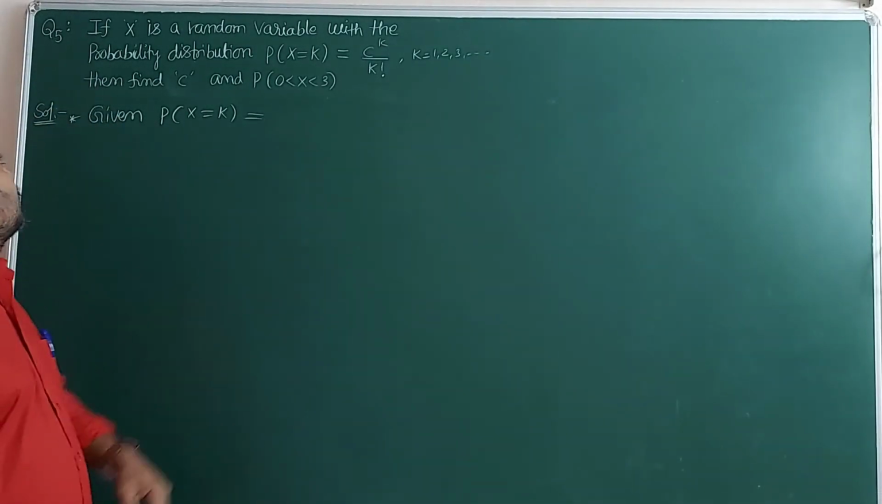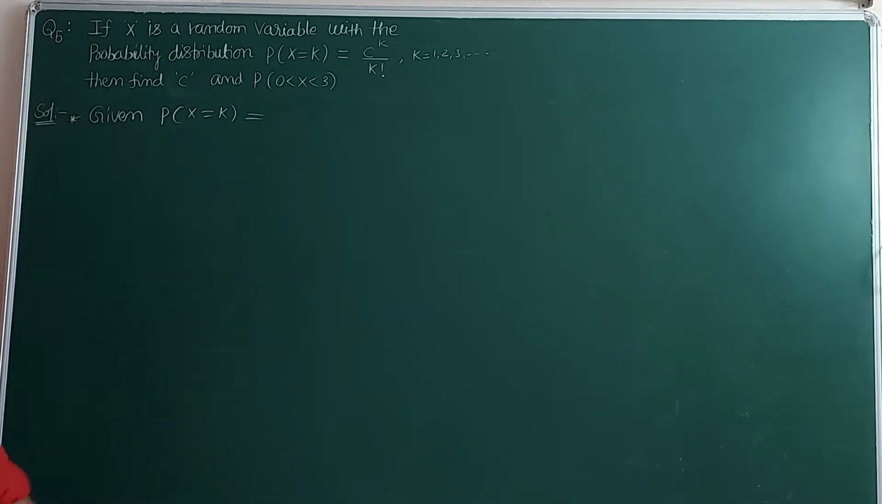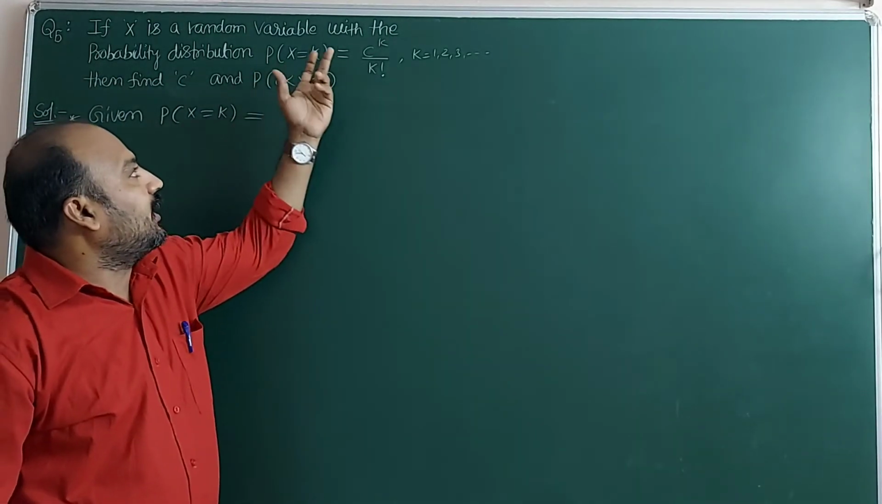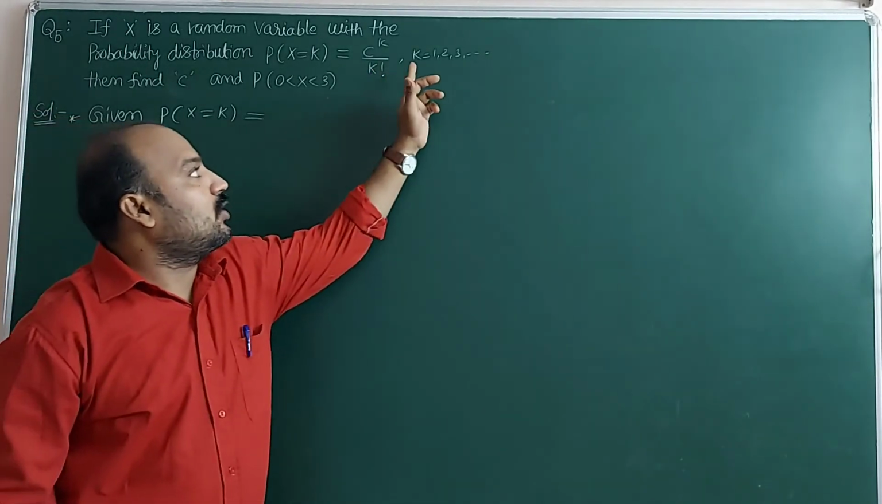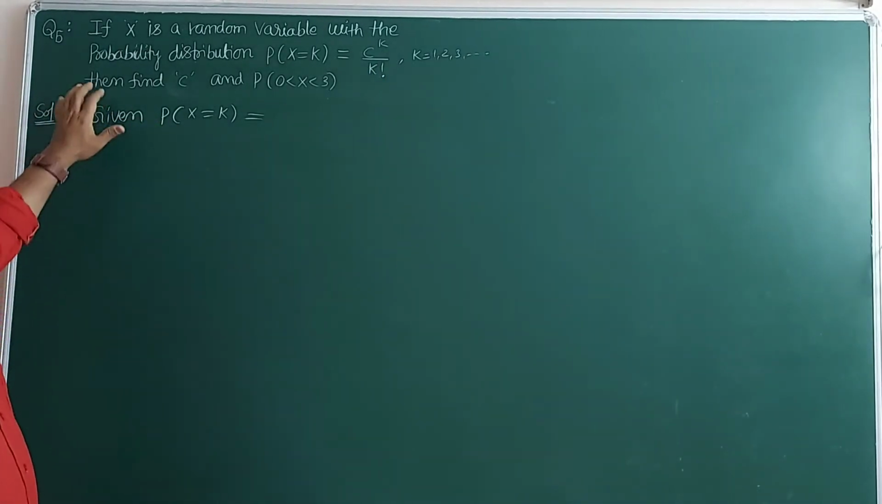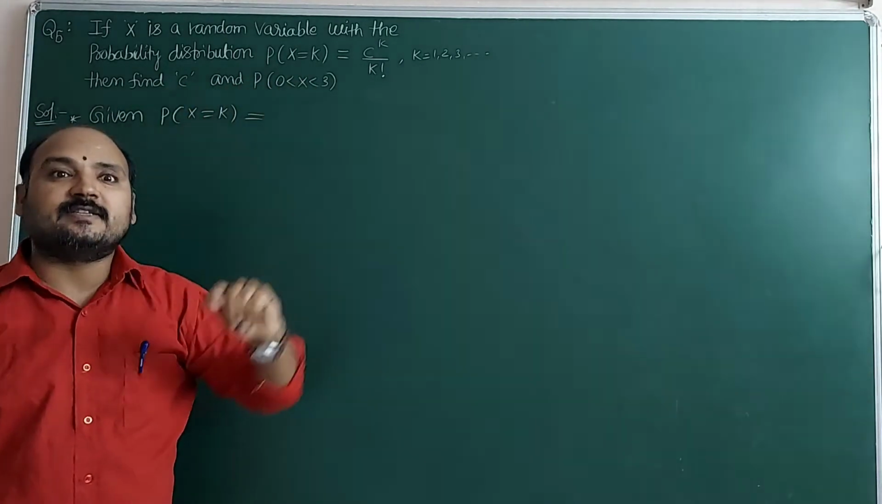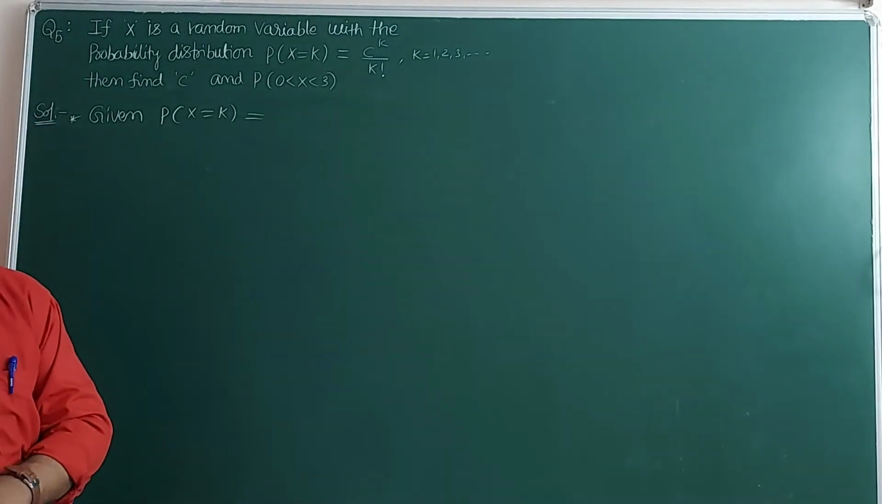Next question, dear students. Question number 6. If x is a random variable with the probability distribution P of x equal to k is equal to c power k by k factorial, k equal to 1, 2, 3 and so on, then find c and P of 0 less than x less than 3. These are the values they are asking to calculate.